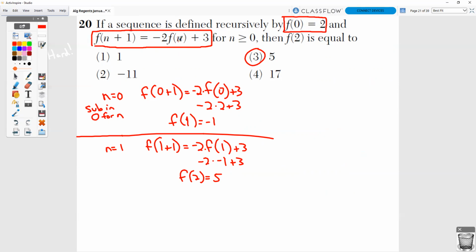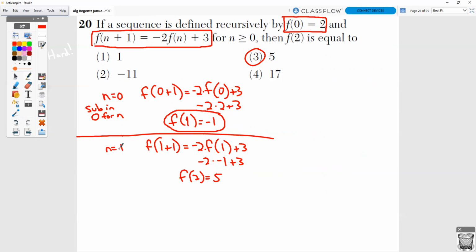If I sub in a 0 for the n, I would have 0 plus 1. This is going to get me to my f of 1, because 0 plus 1 is 1. On the right-hand side, I have -2 times f of 0. Do I know what the f of 0 is? Yes, I do. The f of 0 is 2. So here I'm going to put a 2. So now I have -2 times 2 plus the 3. That comes from the equation. So -2 times 2 is -4, plus 3 is -1. So I know that the f of 1 is -1.